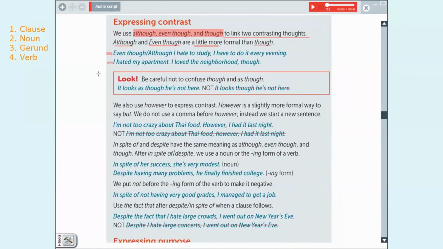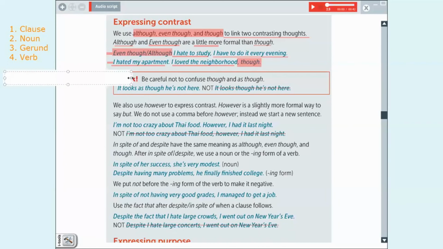Could you please help me with these 2 examples? Even though I had to study, I have to do it every evening. I hate my apartment. I love the neighborhood, though. All right. So as you can see with even though or although, we have the clause, subject, verb, and complement, and then the contrasting situation. We have a clause, and then a comma with though in the end, because this one is informal.